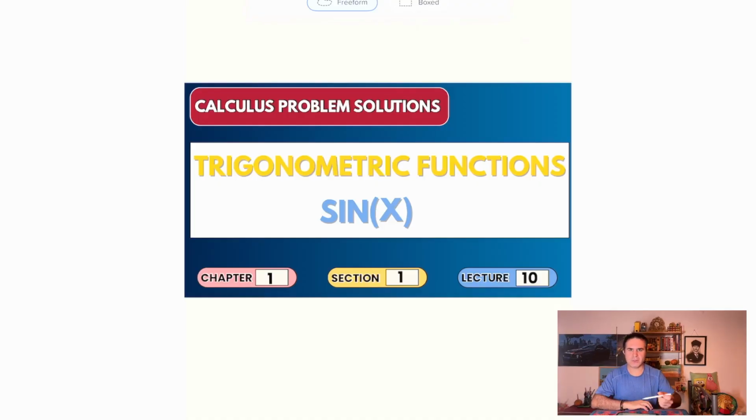This is Chapter 1, Section 1 and Lecture 10, Trigonometric Functions. In this section, we will work with the sine function, and the sine function is one of the most fundamental trigonometric functions.